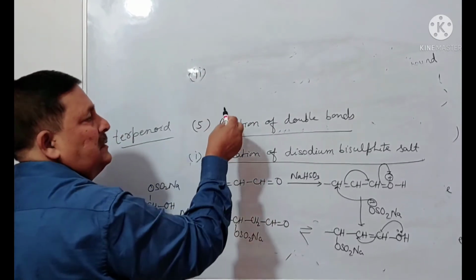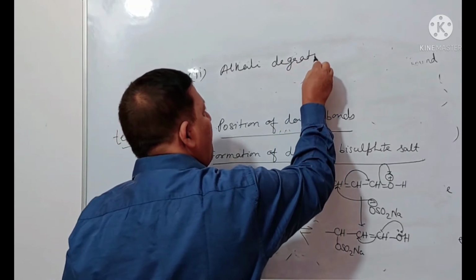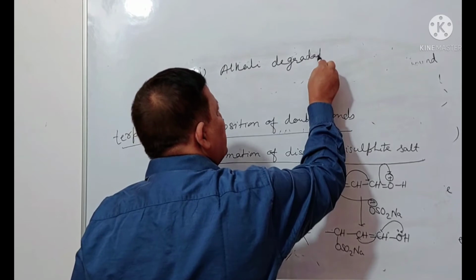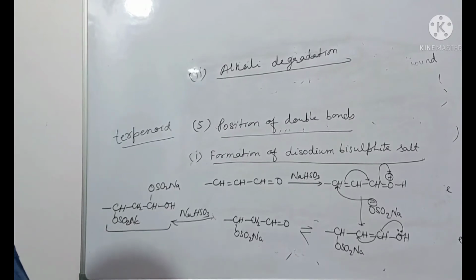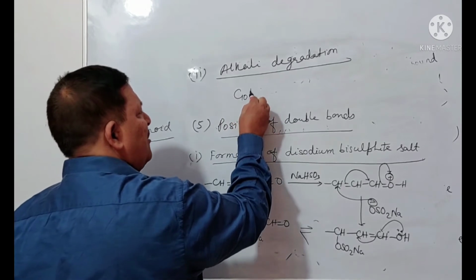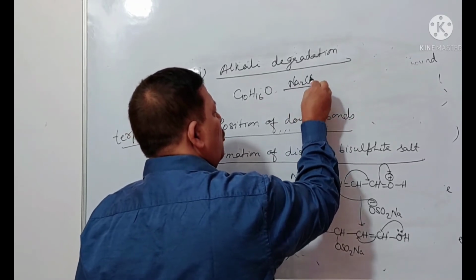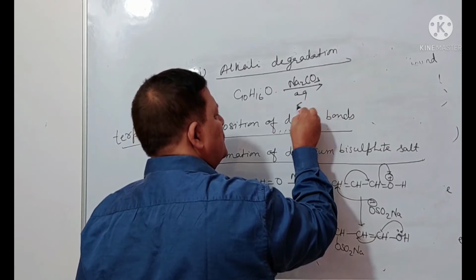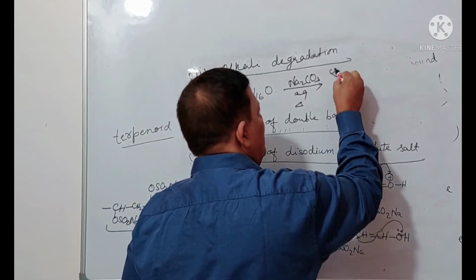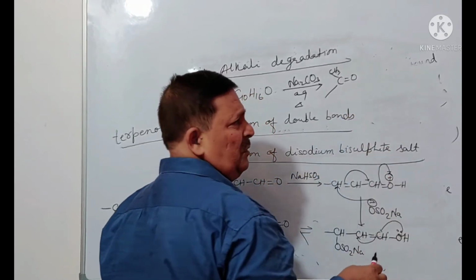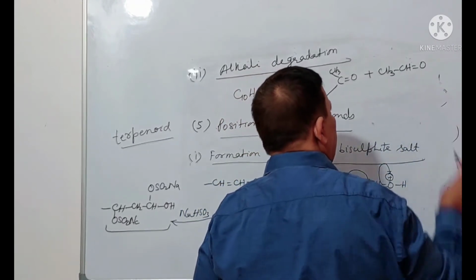Second, alkali degradation. When citral, C10H16O, is strongly heated with weakly alkaline medium, it generates a methyl ketone plus acetaldehyde.